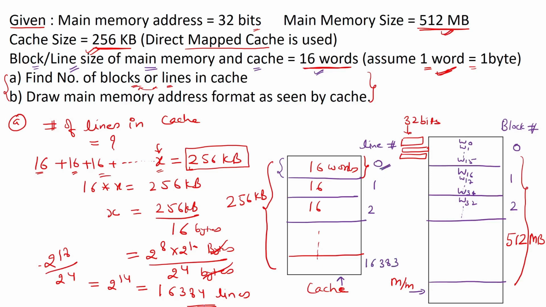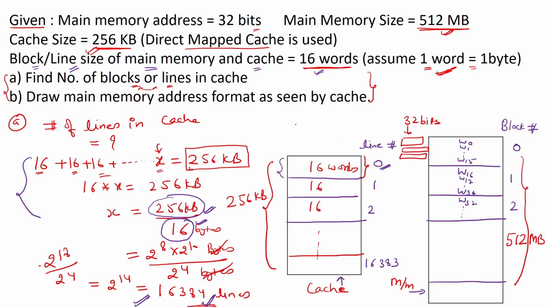So this total number of lines will be there in your cache. You need not actually do all these things; you can directly apply the formula. The formula is simple: your total cache size divided by the size of each cache line. The total size of the cache is 256 KB and the size of your line is 16, so you can just divide both and find the answer.